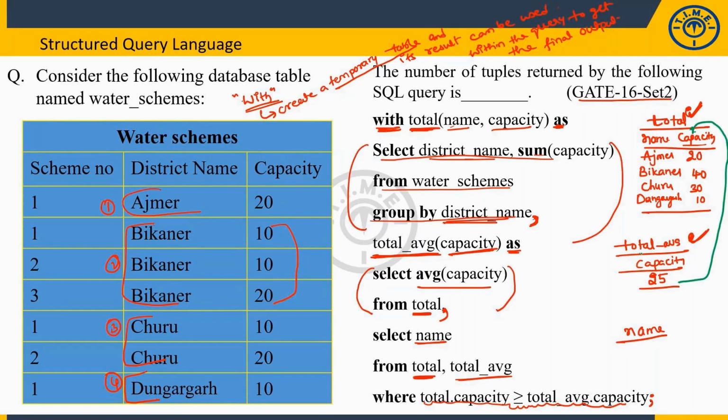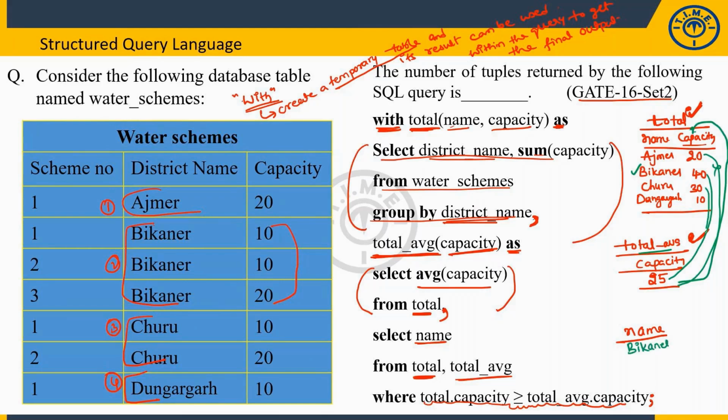Total average table is this one, total table is this one. These two capacities are compared. What is the condition? Total capacity greater than or equal to total average capacity. So 20 greater than or equal to 25? Now look for this condition. 20 greater than or equal to 25, wrong. But 40 greater than or equal to 25, correct. So Bikaner in the output.